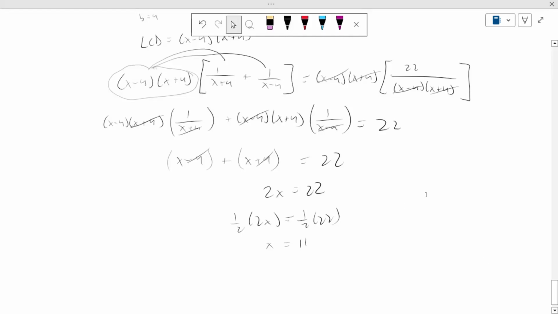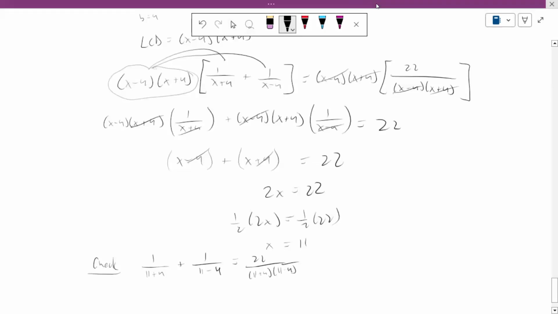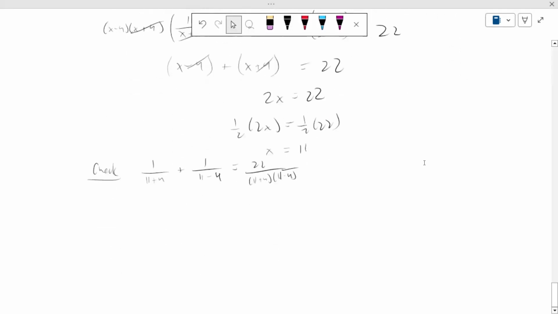We have to plug it back into the equation. Our equation was 1 over x plus 4 plus 1 over x minus 4 is equal to 22 over x squared minus 16. So when we check it, we plug in x is 11. We have 1 over 11 plus 4 plus 1 over 11 minus 4 is equal to 22 over 11 plus 4 times 11 minus 4, or 11 minus 4 times 11 plus 4, however you want to say it.